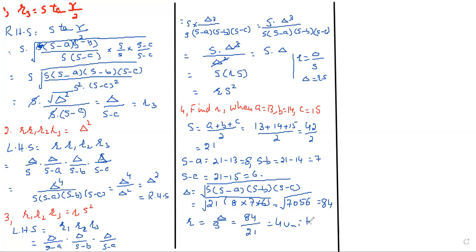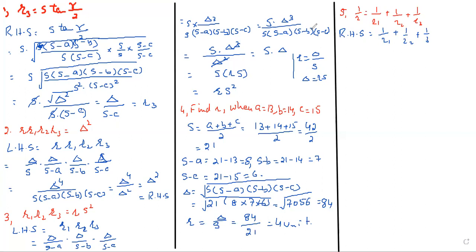Right. Now come to the next question. Question is, show that, this is a very important question, and I have seen this question in the long questions as well. 1 over R equals 1 over R1 plus 1 over R2 plus 1 over R3. Right, okay. So taking right hand side first: 1 over R1 plus 1 over R2 plus 1 over R3.